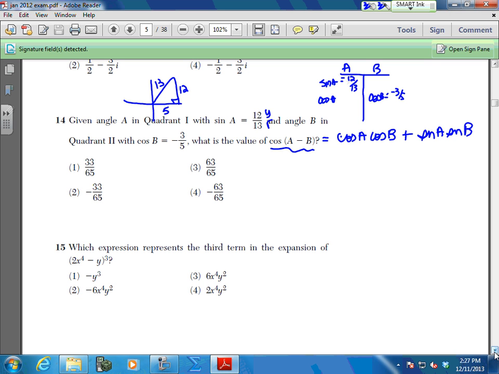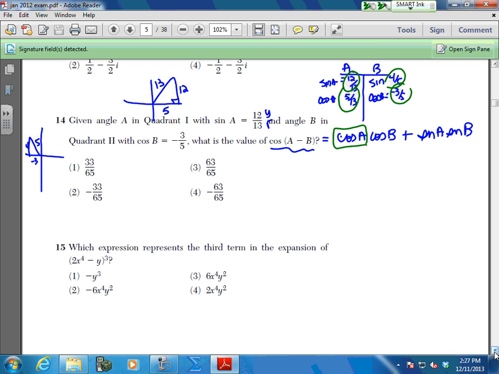So therefore, the cosine is x over r, 5 over 13. In quadrant 2, your cosine is negative. That's where the negative 3 comes in. This is actually a 4. 3, 4, 5 triangle. So the sine, and it's positive in quadrant 2, is 4 over 5. These are the values that you're going to substitute in.